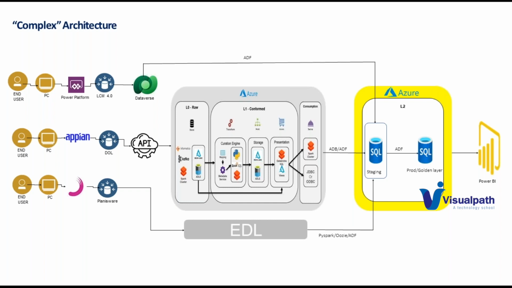So again, what ADF is doing is just getting the data from staging and sending it to the broad and golden layers. It is not doing any transformation. Now you have only one golden layer where reports can get the data from all the source systems. Suppose some user wants to see the data of LCM 4.0 and DOL and Plansware in a single dashboard.